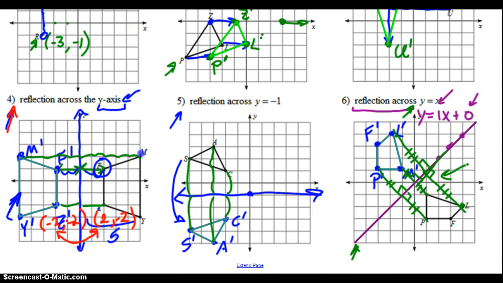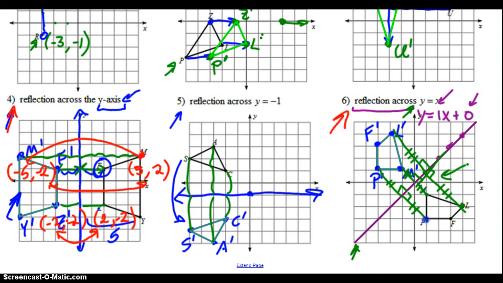If we look at the coordinate of m, M has the coordinates 5, comma 2, and the coordinates of M prime are -5, comma 2. So it looks like we're keeping the same y value, 2, and switching the x value from positive to negative. Something interesting also happens with number 6.